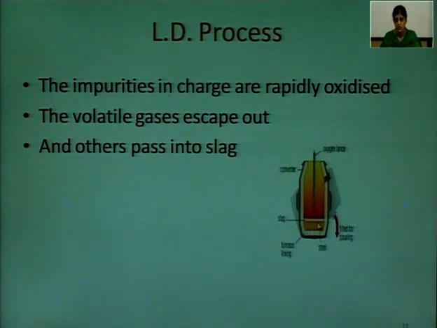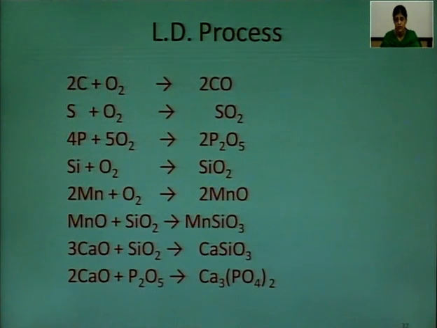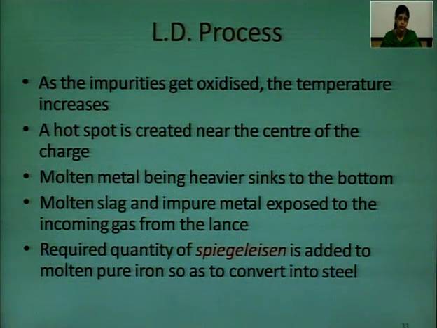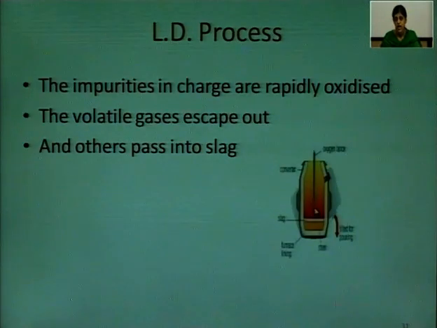From here the gases will move out and the others will form the slag. This is the molten steel that is being formed, this lower portion, are you seeing here, and this upper portion is the slag of manganese silicate, calcium silicate and calcium phosphate. Now, as the impurities get oxidized, the temperature increases and a hot spot is created near the center of the charge.